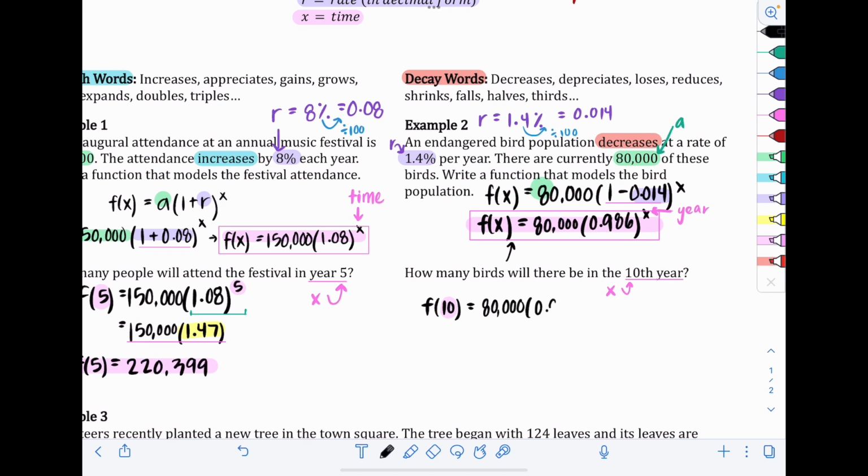times 0.986, and then to the 10th power, because we're putting 10 in where that x was. And so we have f of 10 equals 80,000 times 0.986 to the 10th, and the rest of it is the calculator. So pull up the calculator.